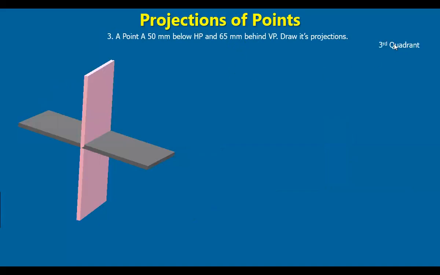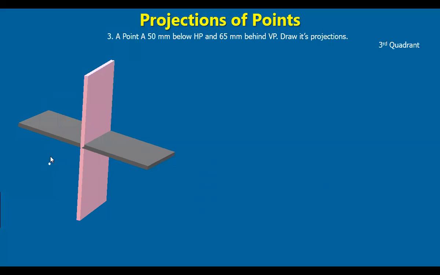Now, another point A, 15 mm below HP, 65 mm behind VP. Let us see. It is in the third quadrant. So 15 mm below HP, this distance is 15, and this is 65 behind VP.